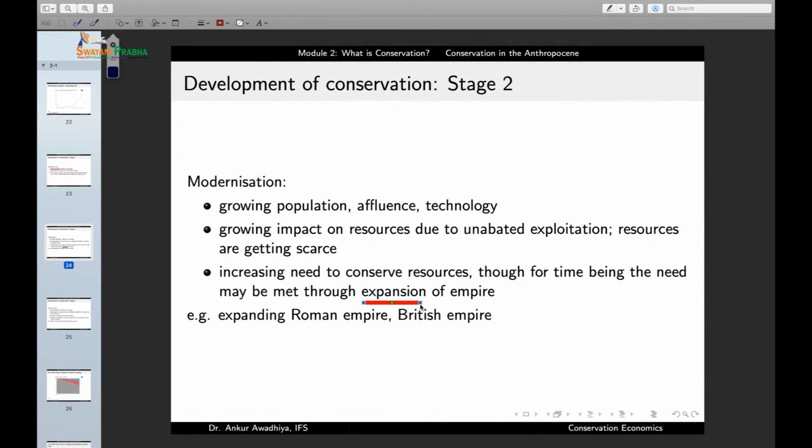So there was an increasing need to conserve the resources, but this need was not very hard pressing, because for the time being, the need for resources could easily be met through expansion of the empire. So we start seeing the expansion of empires such as the Roman Empire or the British Empire, and in a number of these situations, what these empires did was to make other areas their colonies, which meant that the people in these empires had now access to resources in other areas as well. So there was little need to conserve the resources, and there was a possibility to get these resources from other areas, and this was done through an expansion of the empires and through the development of colonies.